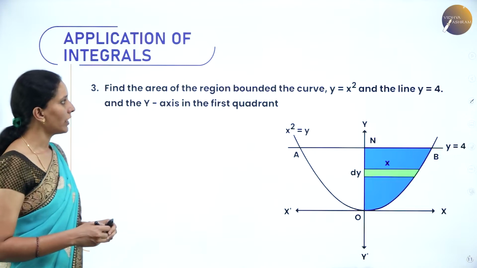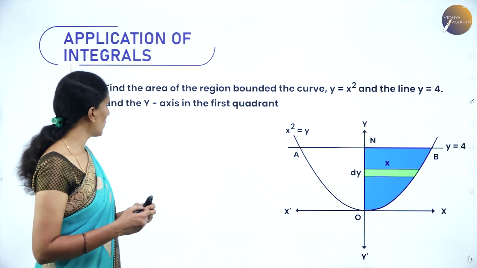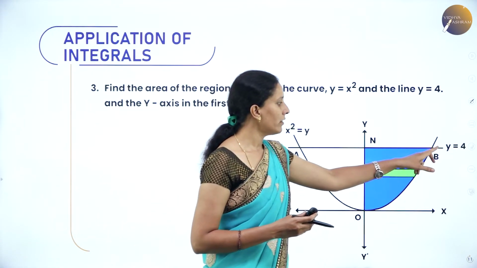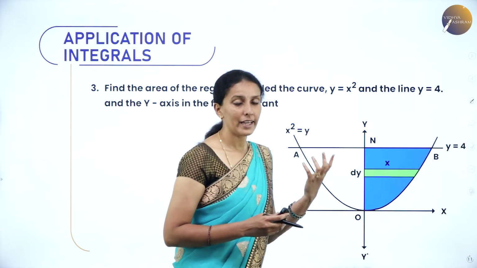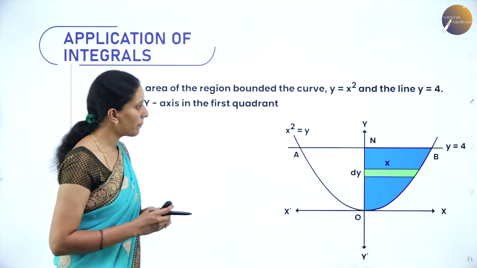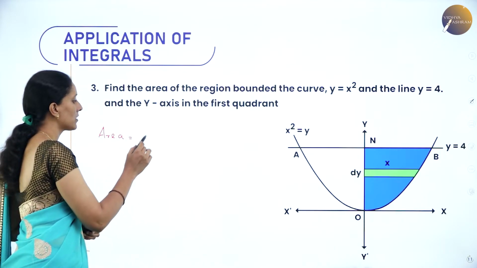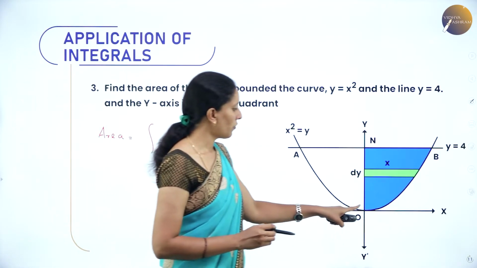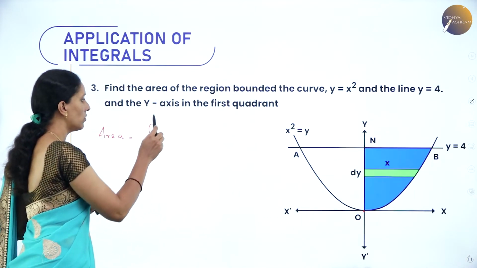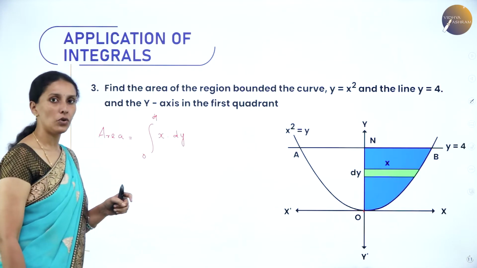Find the area of the region bounded by the curve y is equal to x square and the line y is equal to 4 and the y-axis in the first quadrant. Here the limits are given for y. So therefore we have to take the integral of the form g of y dy. So therefore here, the area is, what are the limits? From 0 to 4 for y. So that is from 0 to 4, x into dy we have to take, x into dy.